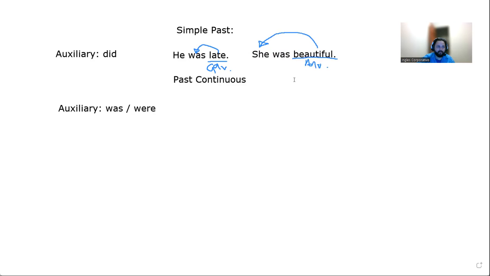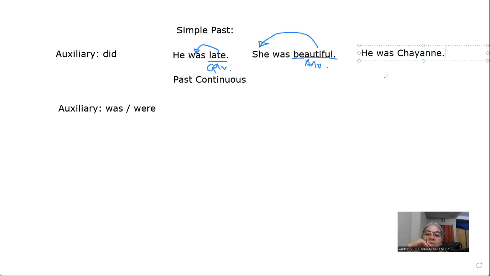If you say he was here, that would be an adverb. If you say he was Cheyenne, let's talk about he was Cheyenne. Not very creative, I'm sorry. So Cheyenne would be a noun, right? But again, the structure doesn't change here. We're still using either an adverb, an adjective, or a noun, but we're not using the ing form.